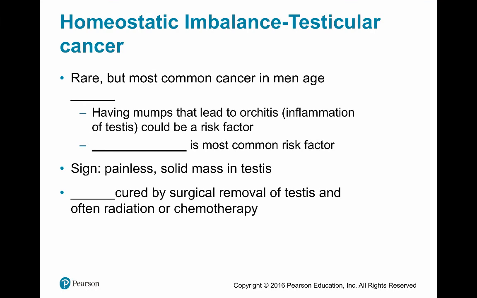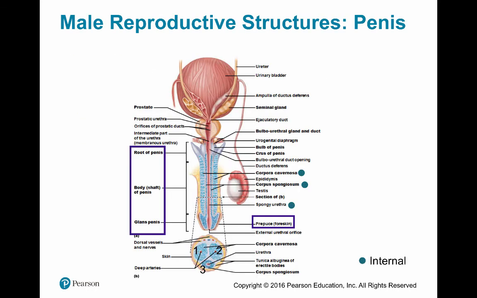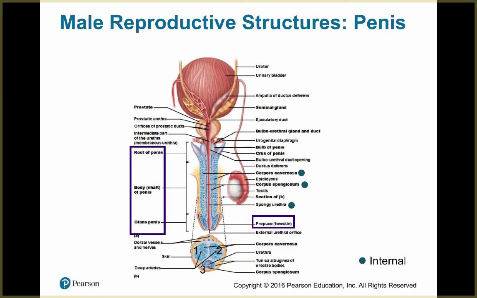So now let's actually look at the penis itself, and the overall organs. So when we look at this, the penis is the copulatory organ, right? And when we're talking about the external genitalia, that essentially is talking about the scrotum and the penis itself.